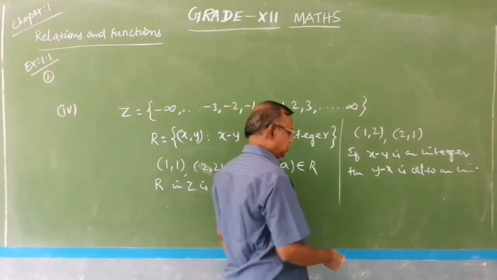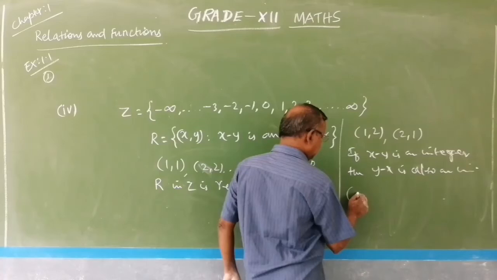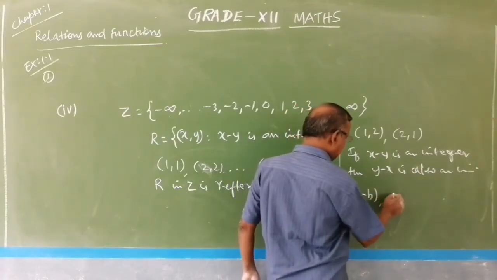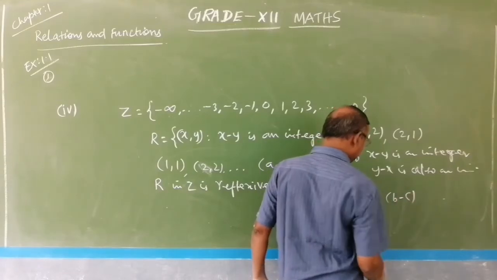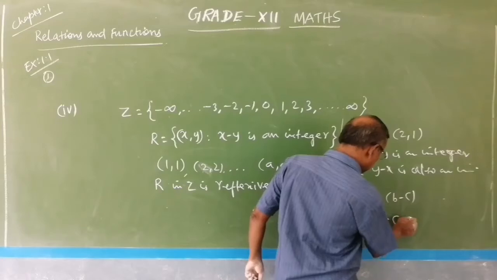The third one, transitive. If a minus b is an integer and b minus c is also an integer, clearly a minus c is also an integer.